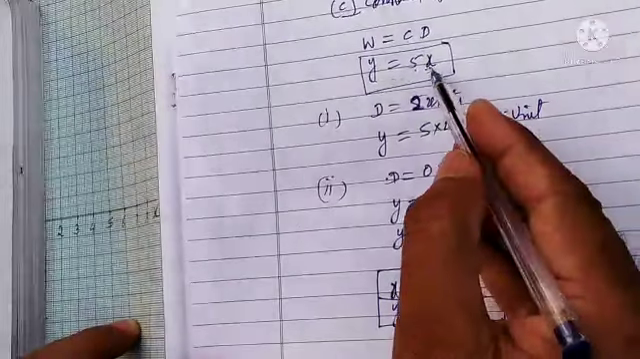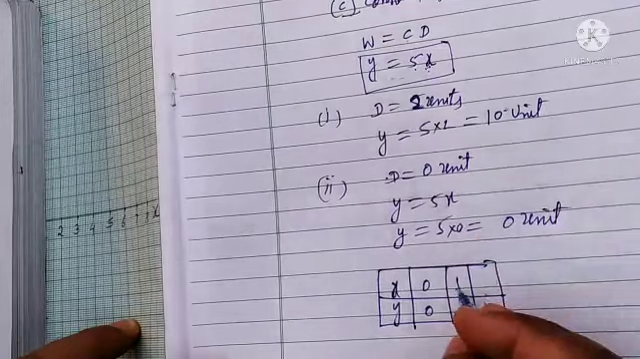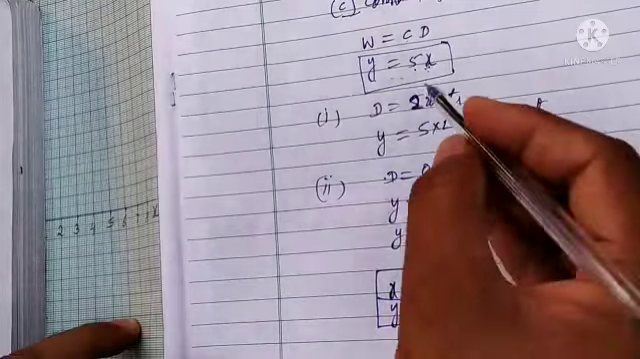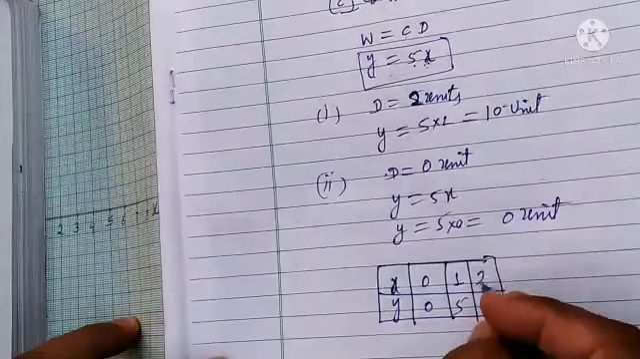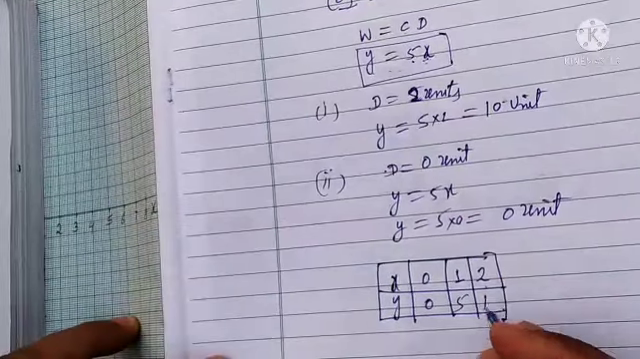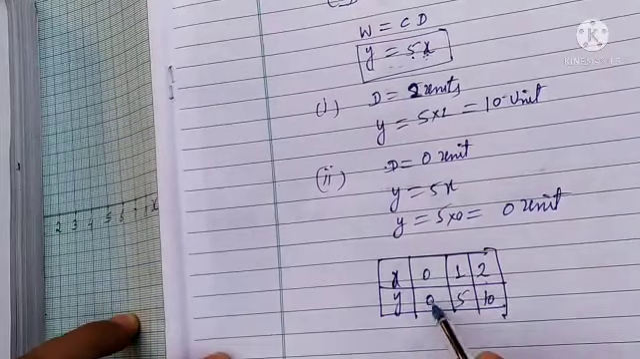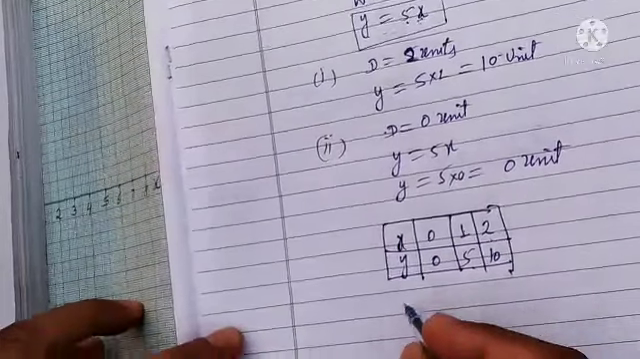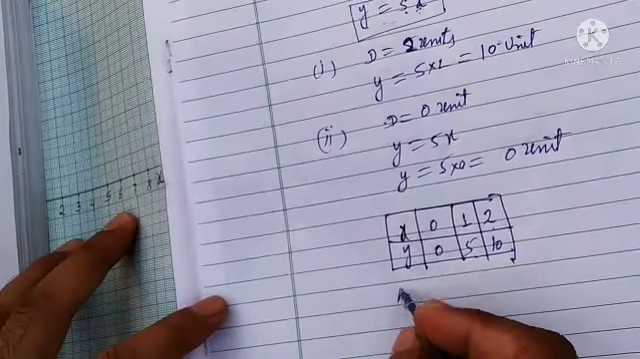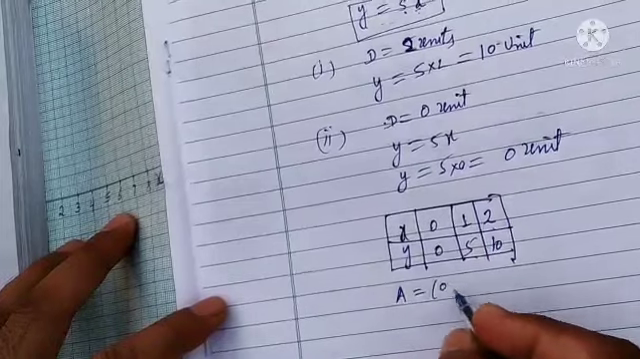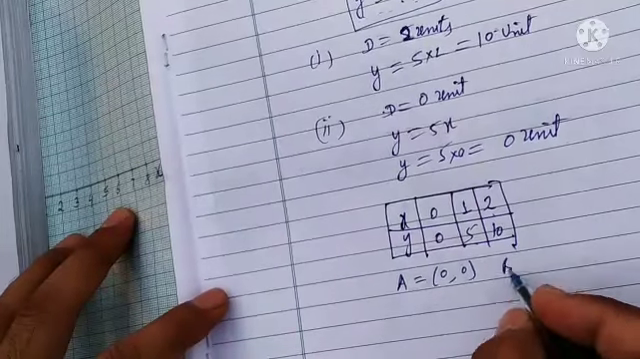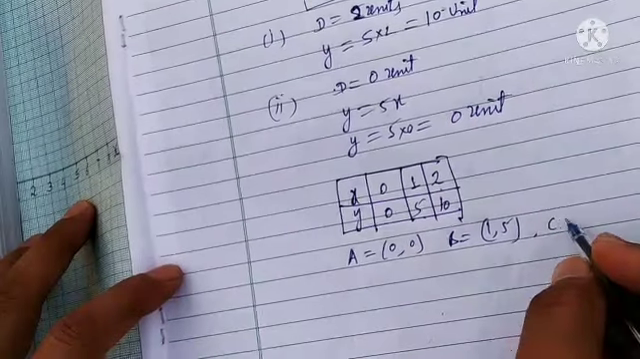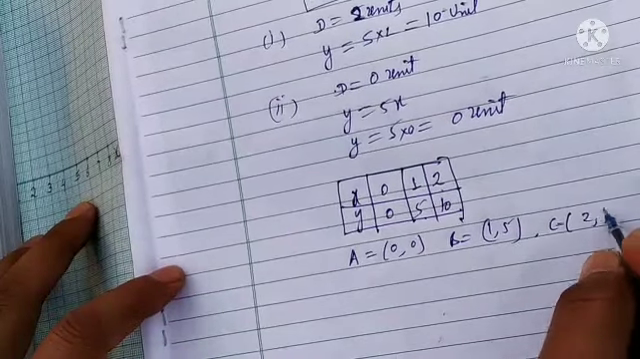If you put x equal to 1, then 5 times 1 is 5, so y will also be 5. If you take x equal to 2, then 2 times 5 is 10, so y will be 10. So we got these 3 points: 0, 0; 1, 5; and 2, 10. Let point A be 0, 0, point B be 1, 5, and point C be 2, 10.